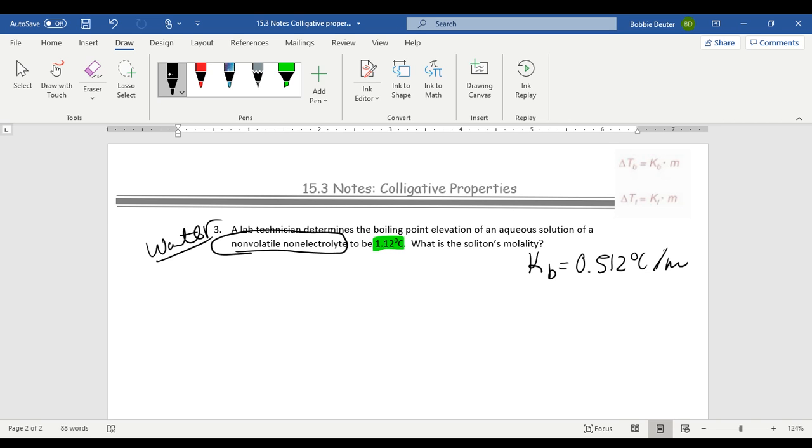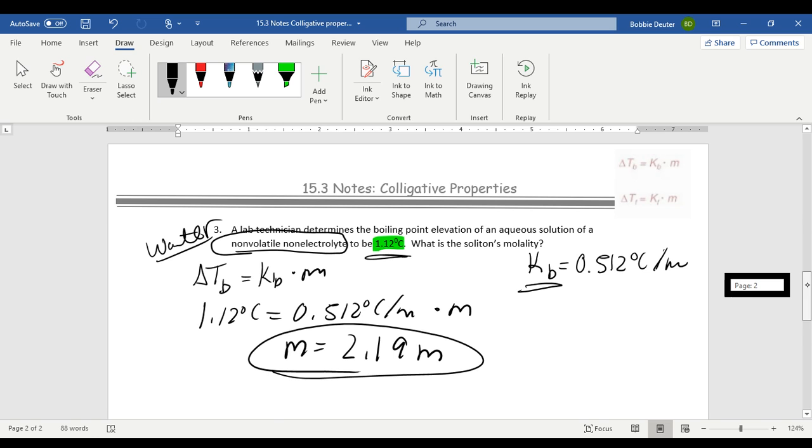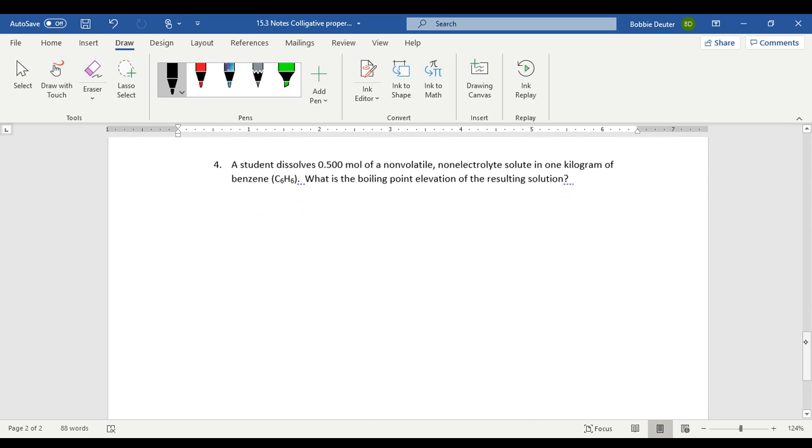So then we just have to put it into the equation, because we are still going to use the same equation here. So then we just put 1.12 degrees Celsius is equal to 0.512 degrees Celsius divided by molality times m. m, or your molality, is going to be equal to 2.19. So that's not so bad. That's a lot easier. If they gave us the freezing point, we would do the exact same thing, just our Kf would be different than our Kb.